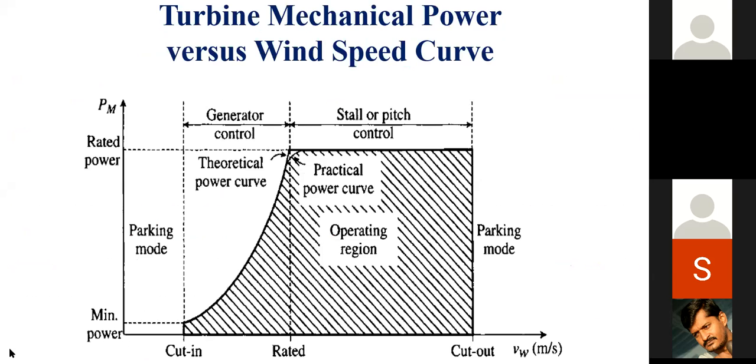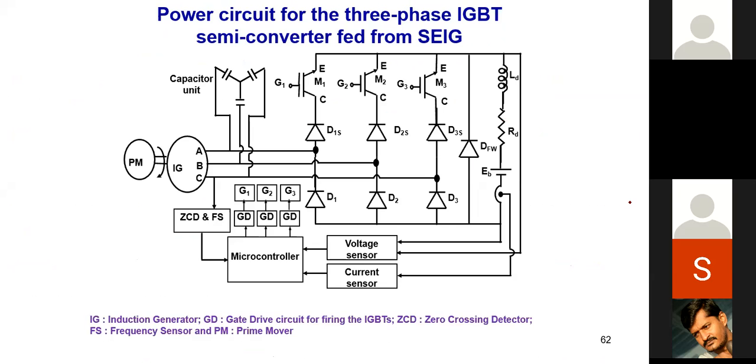Again, we can see the power characteristics. We know very well that the wind turbine is operated within this limit, that is, the cut-in to cut-out speed. Above the cut-out speed, it goes to the parking mode. Below the cut-in speed is also parking. If the load is a DC load, we can use the rectifier system. Suppose the load is an AC load, then we must use a rectifier and inverter system.